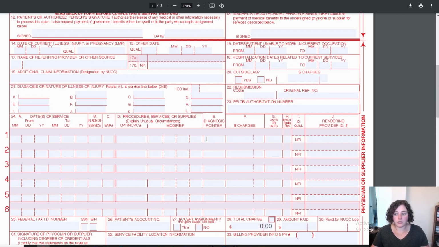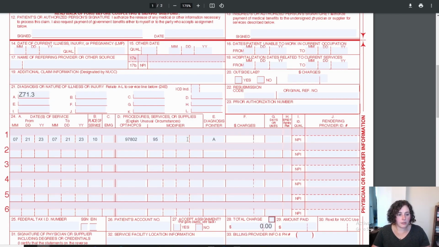The modifier is only necessary if you need to indicate a modifier. So if, let's say, you're doing telehealth, you would need to utilize modifier 95. Now, the diagnosis pointer, this was something that I got a little hung up on when I first saw these CMS 1500 forms. All this is pointing to the specific letter that's in 21. So diagnosis pointer, if you only have one ICD-10 code, you would only indicate A. So it's just pointing to the specific diagnosis code, so the ICD-10, that you would have indicated here.